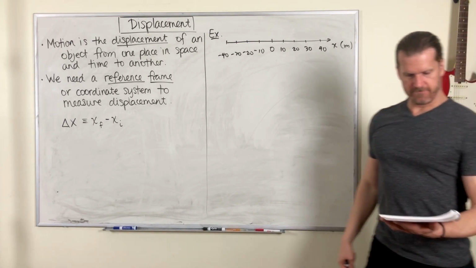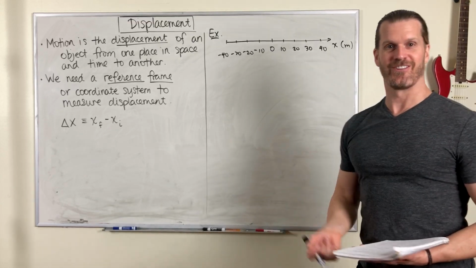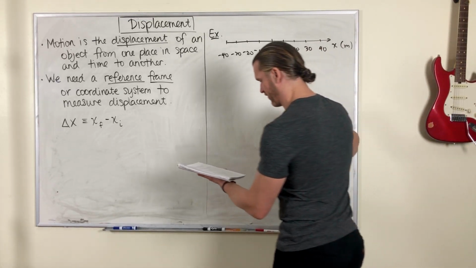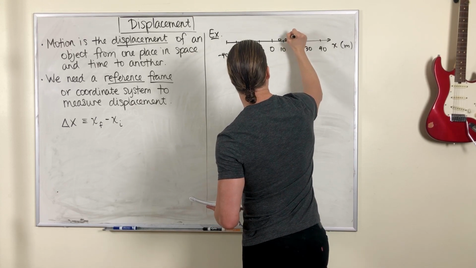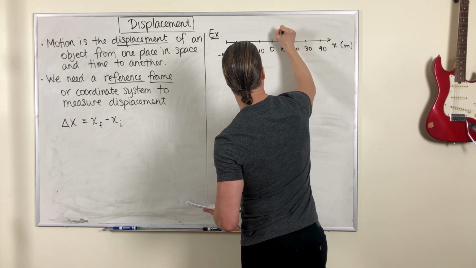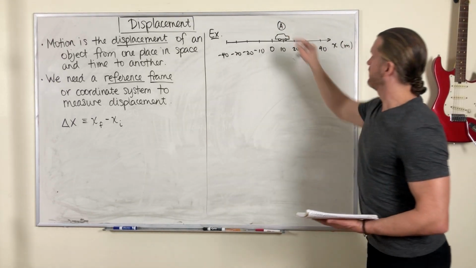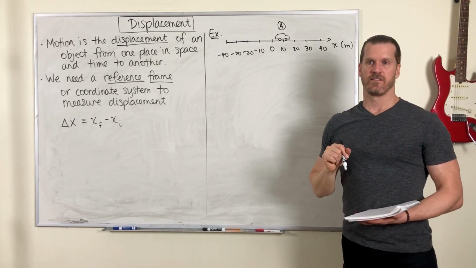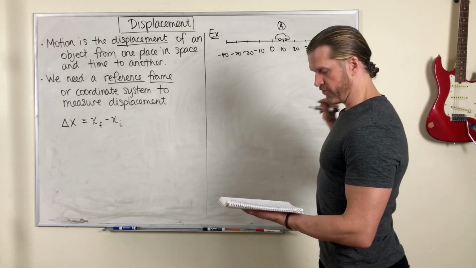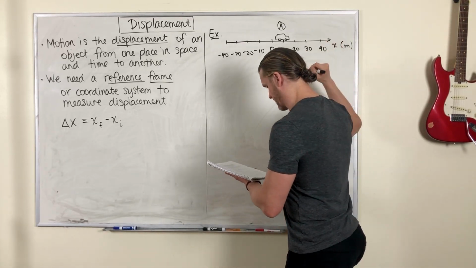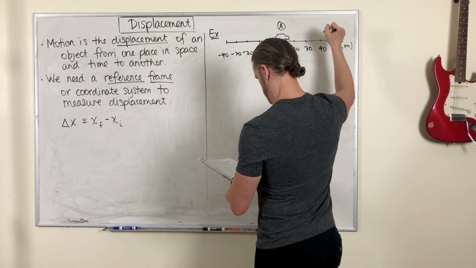And let's say that we've got a car driving along. This is a road, and we've marked our coordinate system along the road. And the car starts out at 10 meters. So here's my poorly drawn car. And we'll say that that starting spot is labeled location A. And now this car drives to location B, which will be at 30 meters.